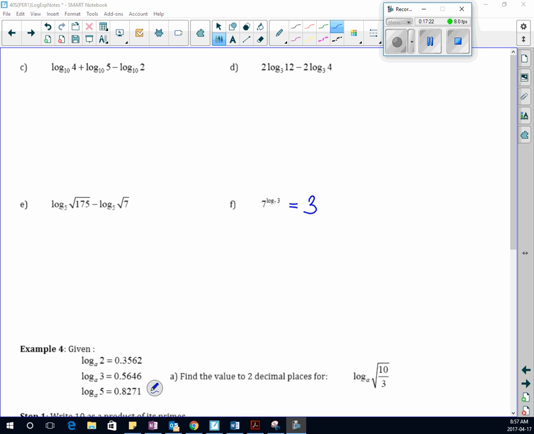Okay, these are all the same base. So log base 10 of 4 times 5 divided by 2. So that is log of 10 base 10, which is one.